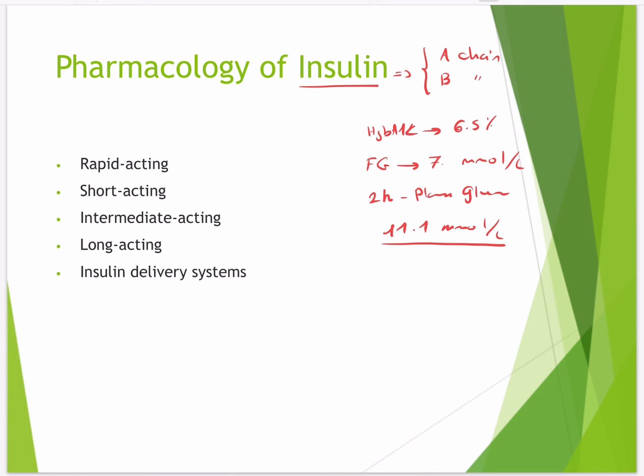And after, we can classify it in 5 types or maybe more, depending on the type of classification. We can classify rapid acting insulin, short acting insulin, intermediate acting insulin, long acting insulin, and insulin delivery systems, which we usually use for type 1 diabetes mellitus.